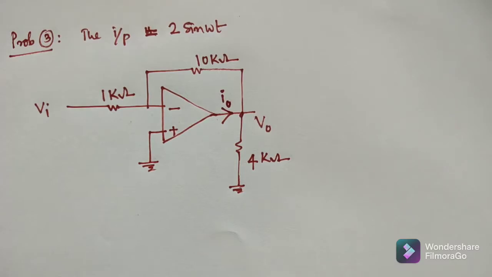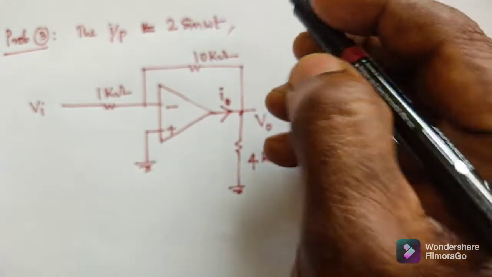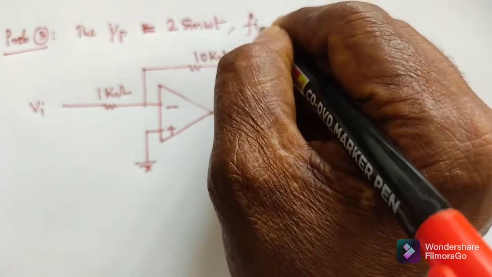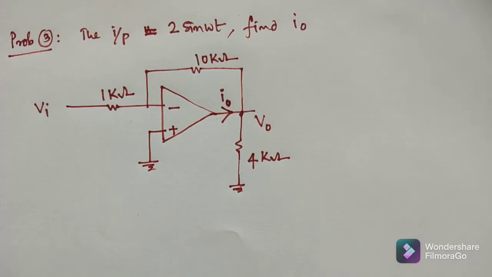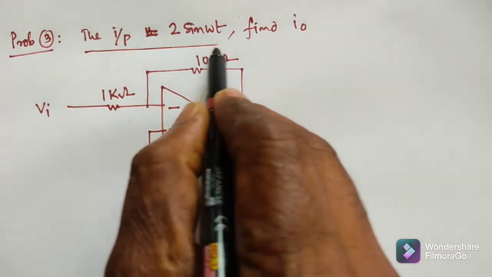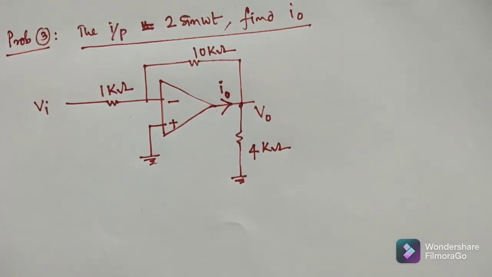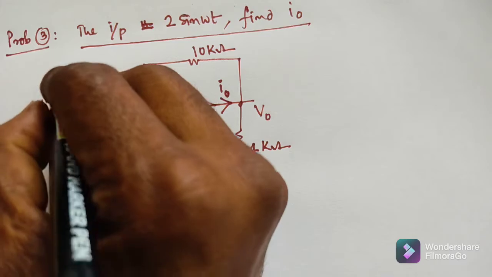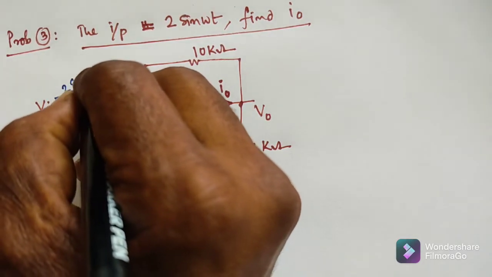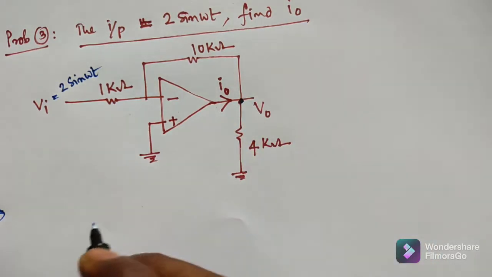So how can you find it? This is the actual problem for the following circuit diagram. In this expression, the VI value is 2 sine omega t. First of all, you have to calculate V0.